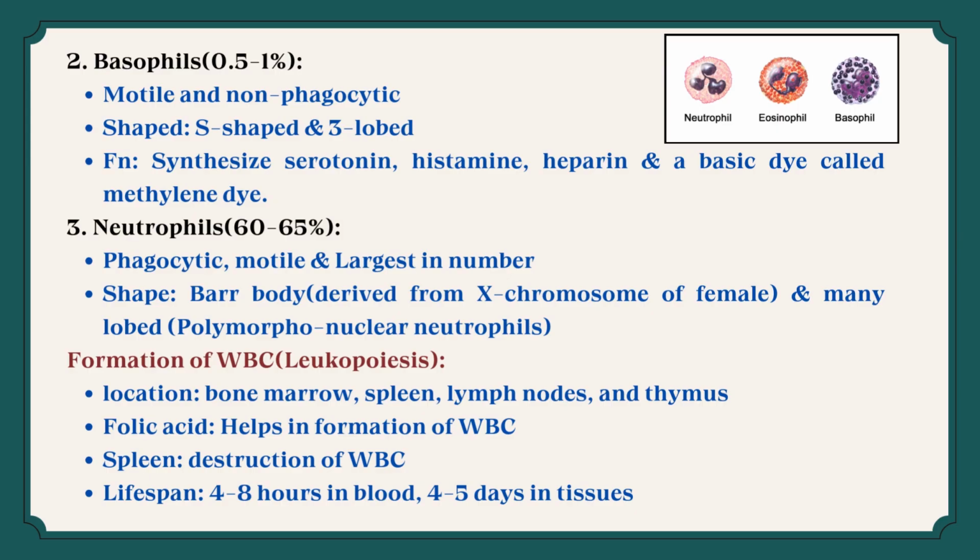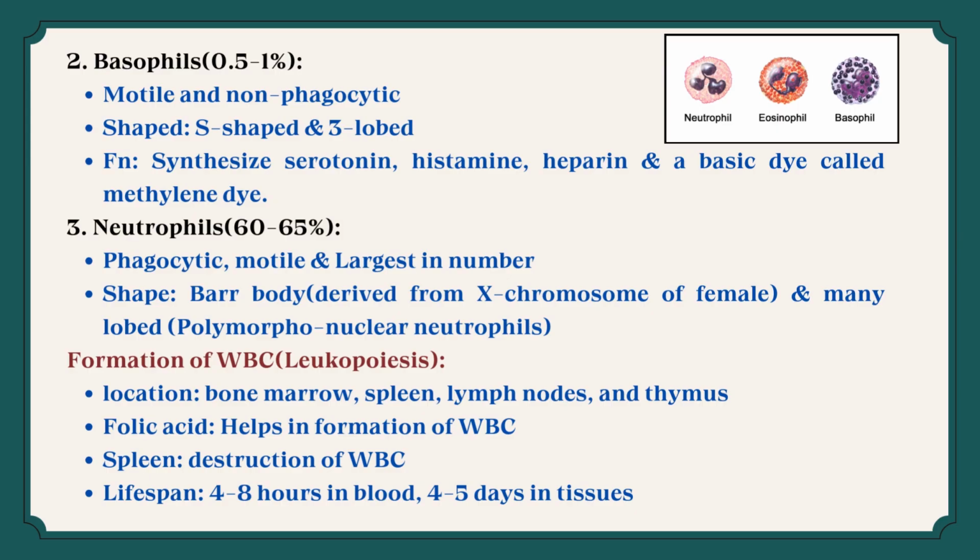The formation of WBC is known as leukopoiesis. WBCs are formed in the bone marrow, spleen, lymph nodes, and thymus. Folic acid helps in the formation of WBC. The lifespan of WBC is 4 to 8 hours in blood and 4 to 5 days in tissues, which is very short-lived, as mentioned earlier. After their lifespan, they get destroyed by the spleen.